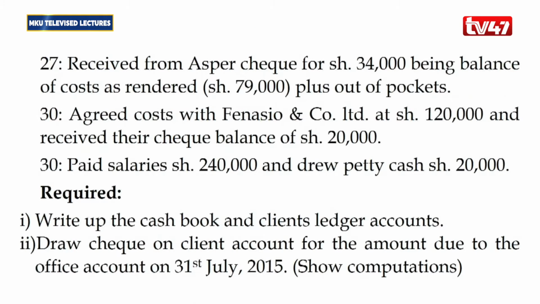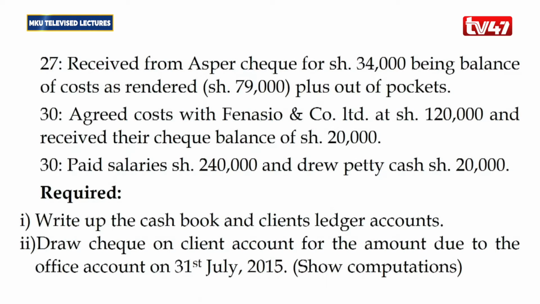Then on the 27th, we're just about to get to the close of the question. We received from Aspa a check for 4,000, being balance of cost rendered. This is 79,000 plus out of pockets. Then we agreed costs with Financial of 120,000 and received their check of 20,000. So we are agreeing on this, but we're also receiving cash at the same time. Lastly, we paid salaries of 240,000 and drew petty cash of 20,000.